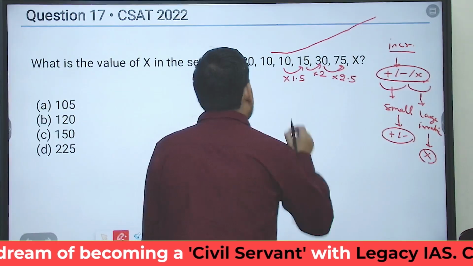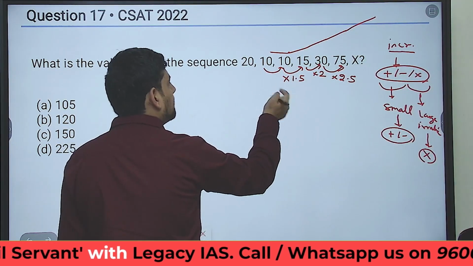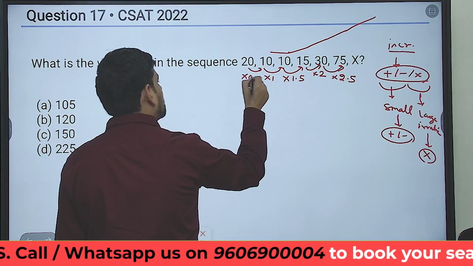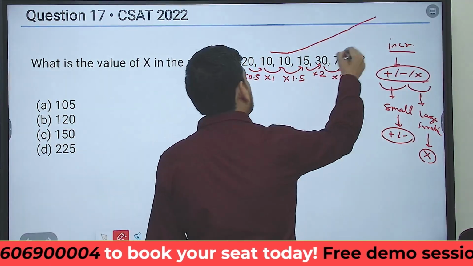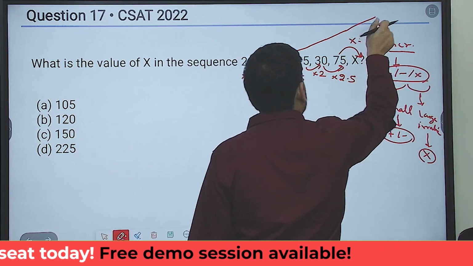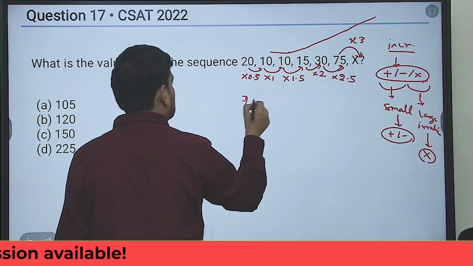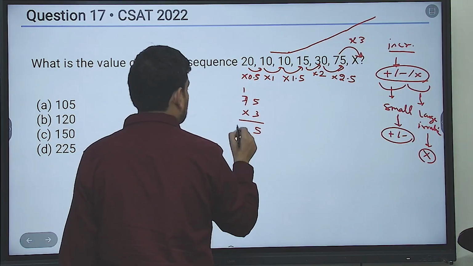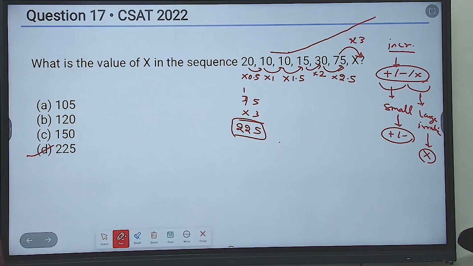So the pattern will be the same. Now let's backtrack it. The pattern should also follow for the backward numbers. Otherwise it's not the pattern. So this has to be multiplication by 1 and this has to be multiplication by 0.5. Everything is following? Yes. So that means the next term will be 75 into 3. So 75 into 3 is what? 5 3s are 15, 7 3s are 21 plus 1, 225. So D becomes the answer.